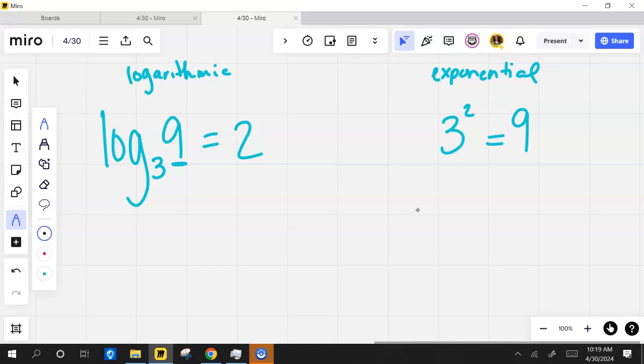So you take the base, and this is a cool little trick, but it works if you have the log written first. You take the base, you raise it to this power, and it equals 9. It makes an E. 3 to the second power equals 9.